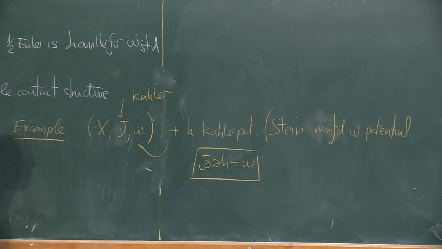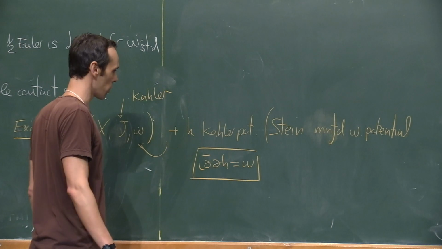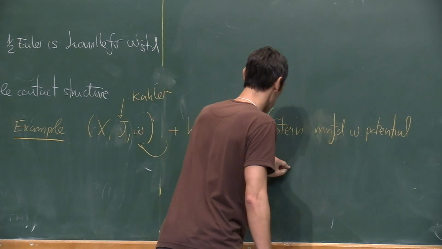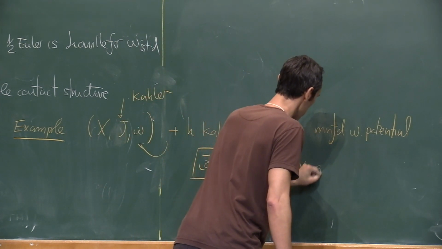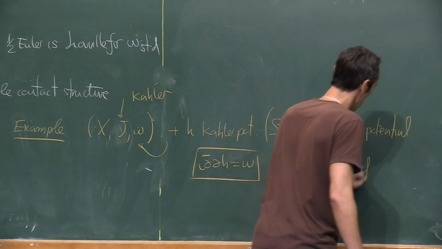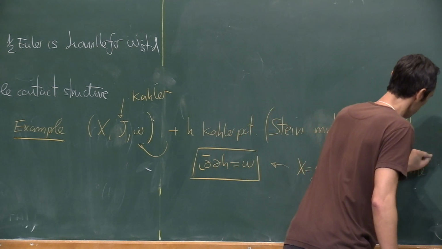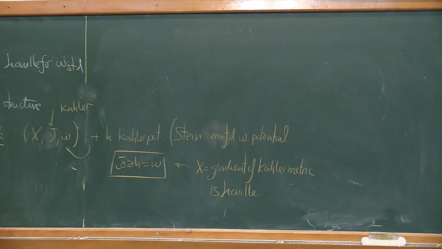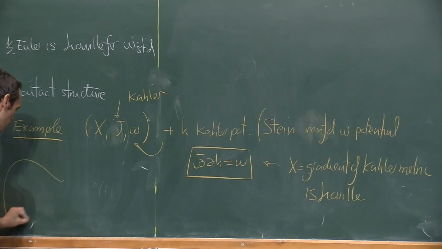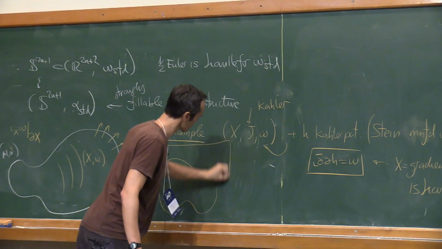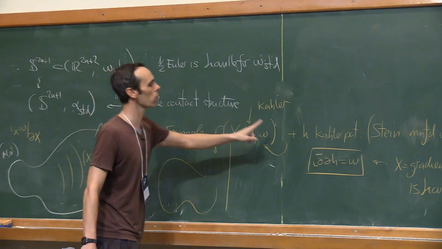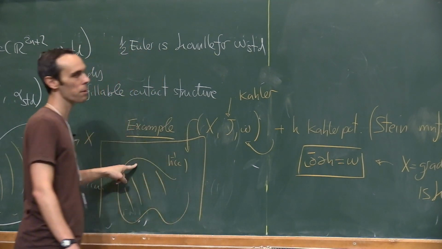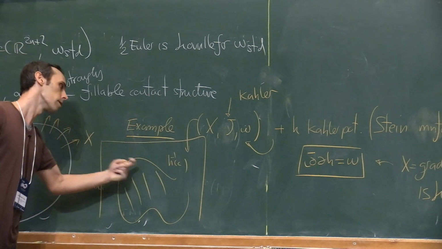And in these Kähler manifolds with potential, it turns out that if you take X to be the gradient of the Kähler metric, this is a Liouville vector field, which means that if you have here the manifold X_J, and you take a regular value of the function h, then this is a hypersurface which is transverse to that Liouville vector field. Hence, you produce here a contact structure.